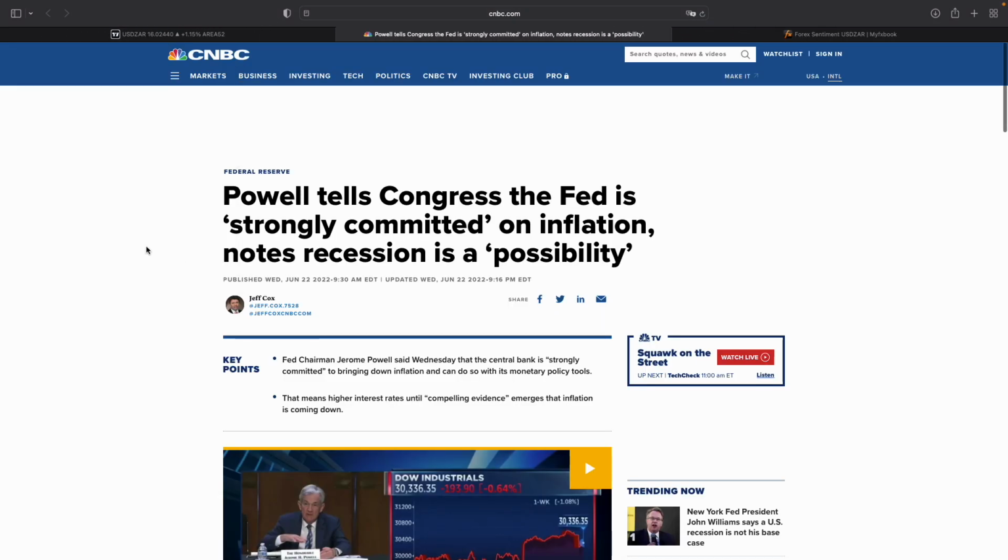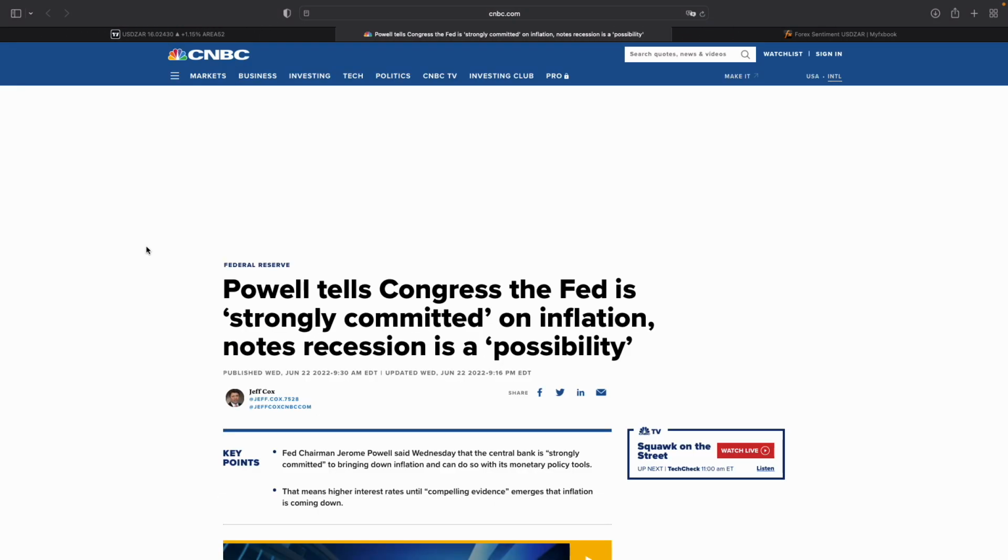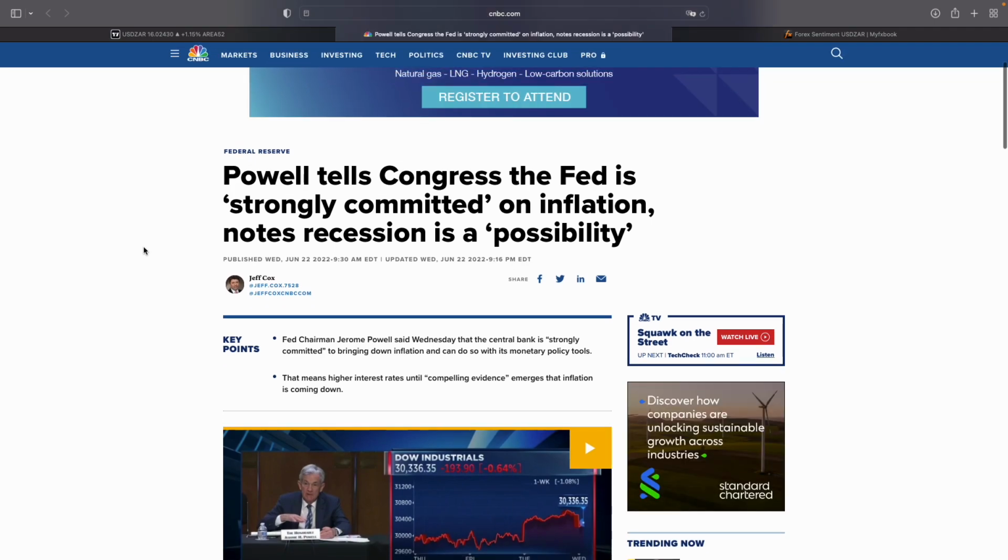Next up, we are going to talk about some dollar index fundamental data. So we're still dealing with the back end of the interest rate decision from Powell. It says here, Powell tells Congress the Fed is strongly committed on inflation, knows recession is a possibility. We know that is what he said, but we still know that the outlook for the dollar index will remain bullish until we get some concrete evidence that inflation is going to slow down. And the only way for us to see that is to see inflation numbers come lower.